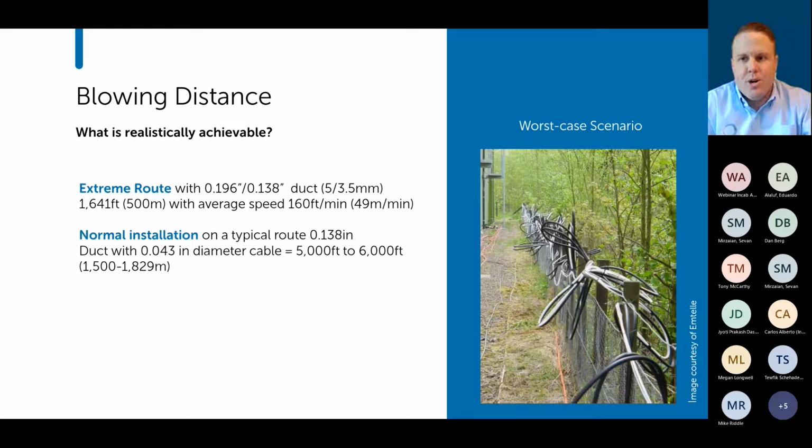You've got this bird's nest on the right of this microduct. Obviously, that's a worst case scenario. The more turns, the sharper the turns and the bends, things like that, it's all going to affect how far and how quickly you can deploy that cable and blow it through. So if you're looking at an extreme route with a not ideal diameter between the cable and the duct, and something on the right where you've got a lot of sharp bends, you could see something as low as 1,600 feet on a single run, with an average speed of 160 feet per minute, or potentially a little bit lower.